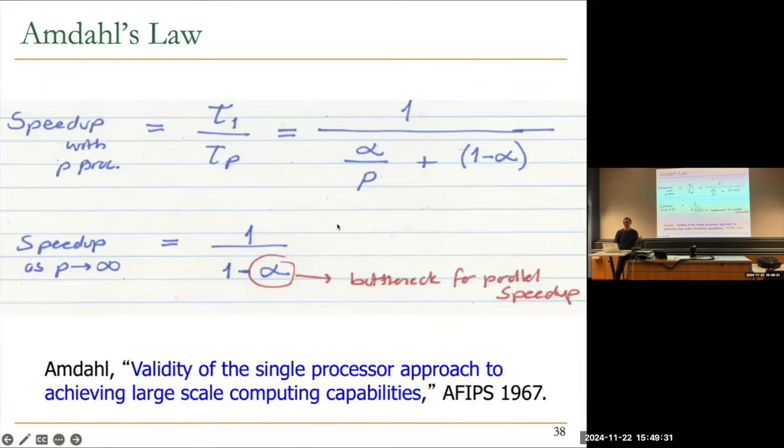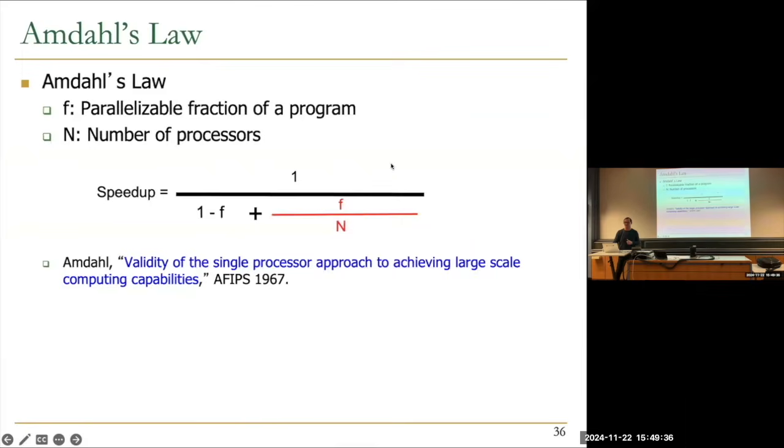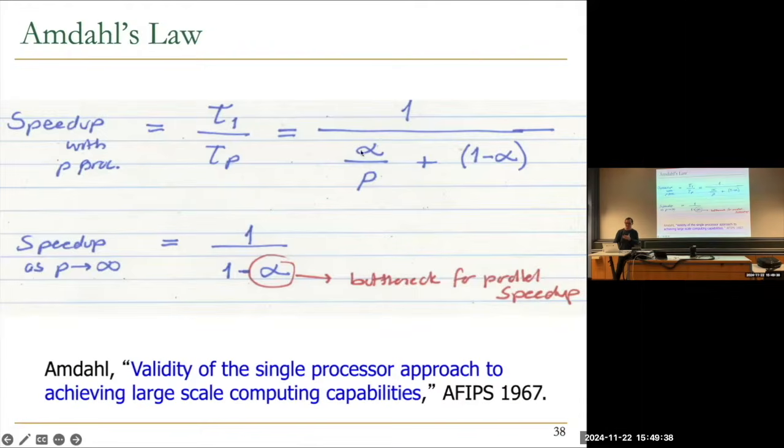And then once you actually simplify the equation, this is what you get, which is essentially the same as what I showed over here, except F and alpha are the same. And if you take the limit of this as P goes to infinity, you get 1 divided by 1 over alpha, and that's the bottleneck for parallel speedup.